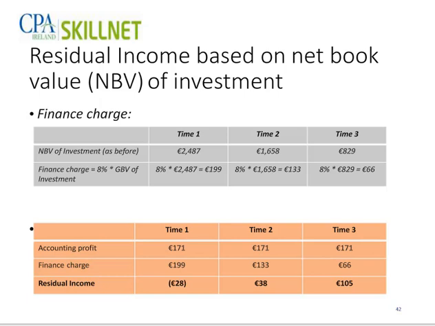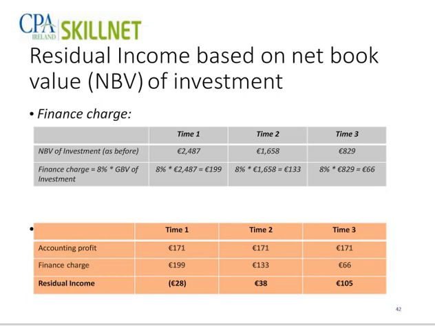But then in year 2, as we saw before, after deducting the first year's depreciation, the asset has a book value of 1658. The cost of capital, 8% of that, is the finance charge of 133. So the finance charge gets smaller as a consequence of the book value of the asset diminishing in value. By the third year, another year's depreciation has been charged, and the finance charge is only €66.